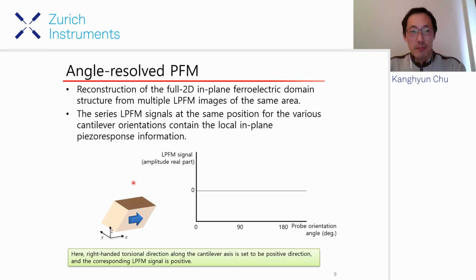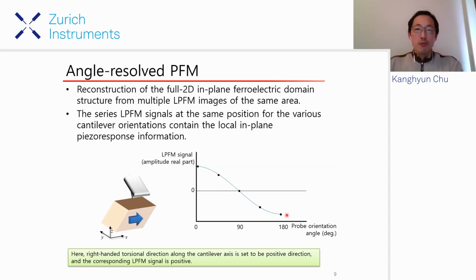Let's see once more. When the tip is along this side, the torsion is in the right-handed direction when your thumb points along the cantilever axis, so that is positive. But if the cantilever is rotated by 180 degrees, then the sign becomes opposite. And if you follow the profile of the PFM signal, it will give you a nice sinusoidal response.